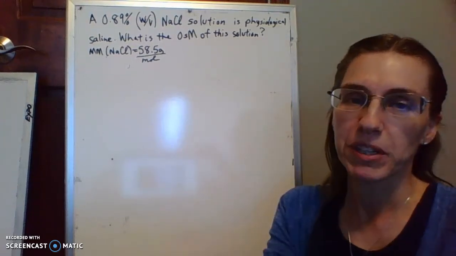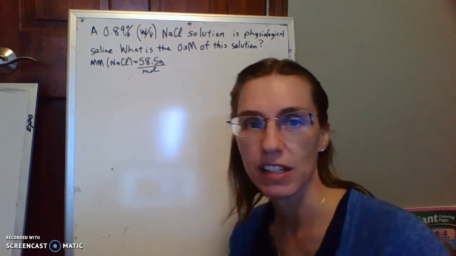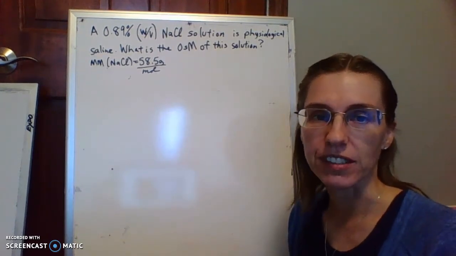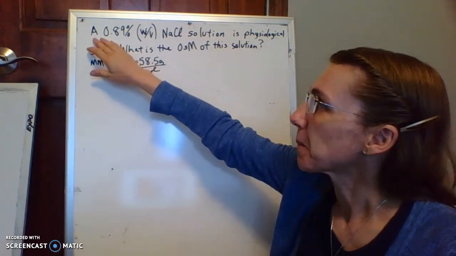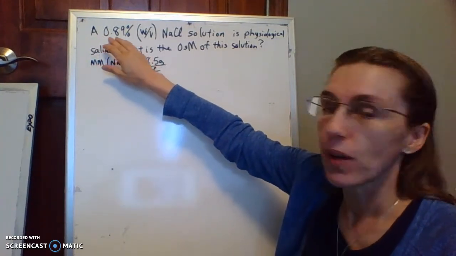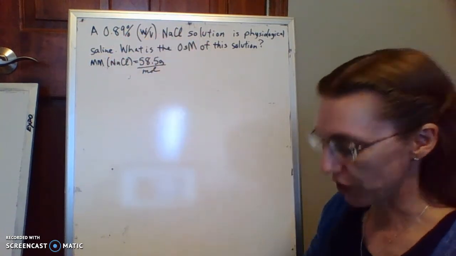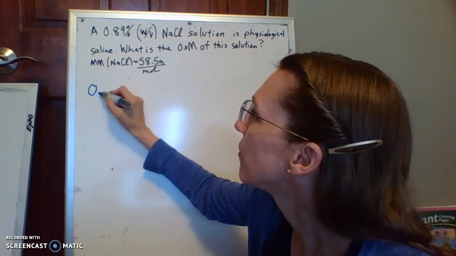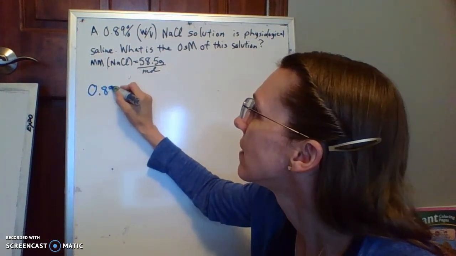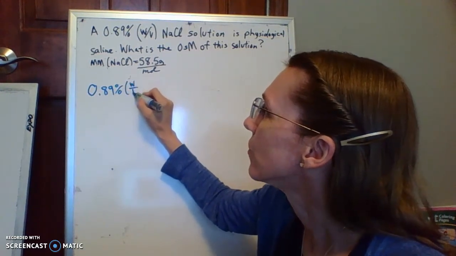Okay, so today we're going to be looking at osmolarity and how we can use this concept of osmolarity to answer questions when they're proposed to us. So we've got this question: a 0.89% weight to volume sodium chloride solution. I'm going to pull out that information as we read it. And it is weight to volume.